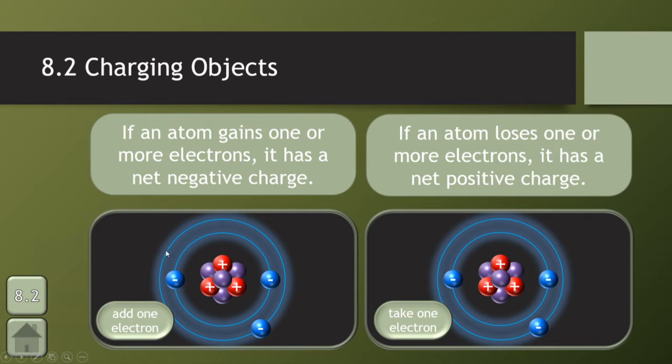Whenever an atom gains one or more electrons, then suddenly it has more electrons than it has protons, and as a result, it has a net negative charge. For example, if an atom with 3 protons and 3 electrons were to gain 1 electron, then it would have a net negative charge equal to 1 elementary charge. It would have 1 negative elementary charge overall. On the other hand, if the same atom were to lose one of its electrons, then it would have a net positive charge because it still has 3 protons, but it only has 2 electrons, so one of its protons is not canceled out.